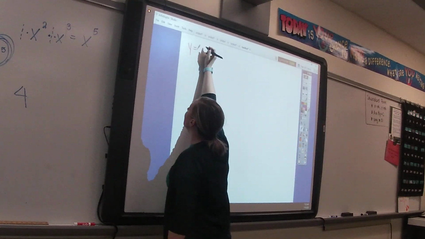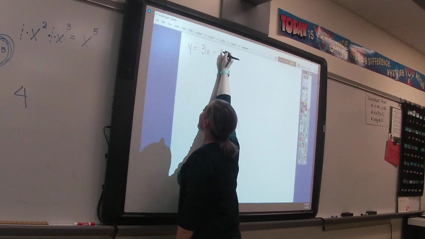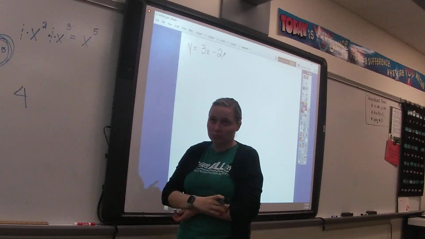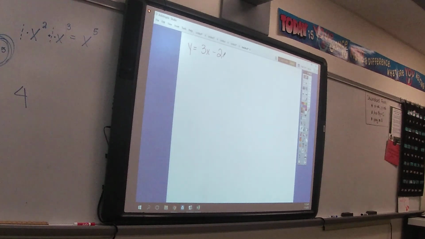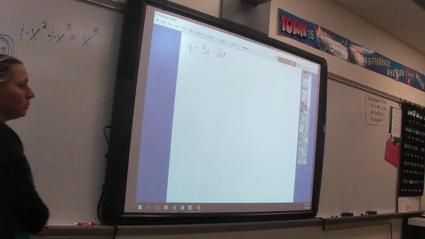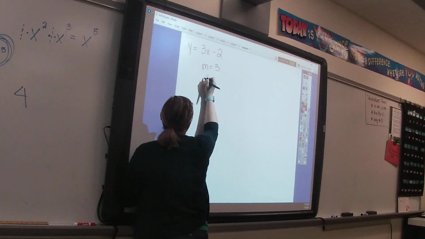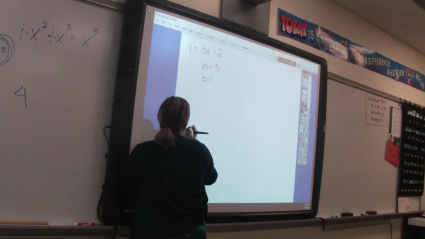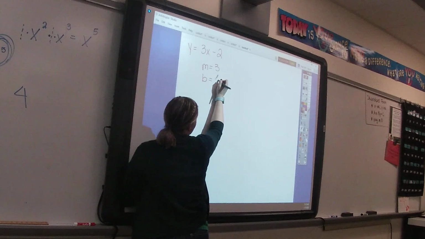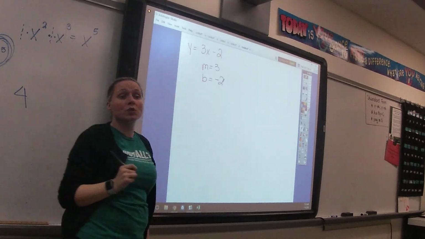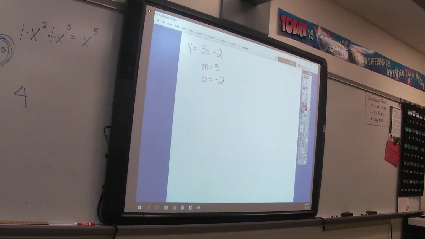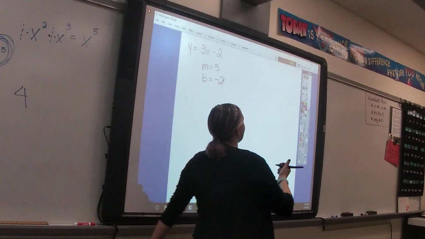So if I say y = 3x - 2, what does m equal? 3. What does b equal? 2. Negative 2, right? Because that sign goes with it. Okay, so our slope is 3. Our y-intercept is negative 2.